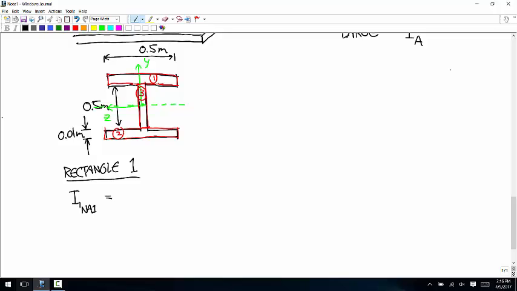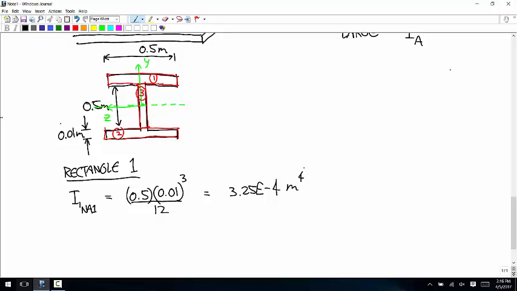The width, 0.5, times the height cubed, 0.01 cubed, divided by 12. So you get this tiny thing, 3.25 times 10 to the minus 4 meters to the fourth. And so now you're already sort of wondering, like, really? That's really going to be helpful? Look how little that area moment of inertia is. But it's not that contribution that's going to be important.